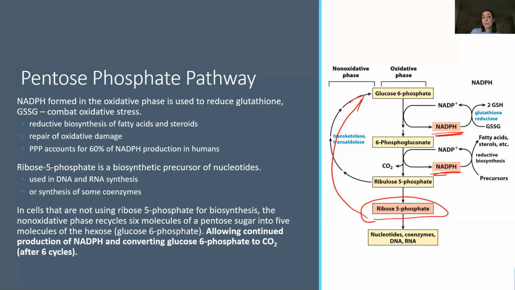So the reason that we would want to do this pathway is to make that NADPH to help with oxidative stress or to help with building up lipids. That's when this pathway is turned on. Or if you just have an excess amount of ribose 5-phosphate hanging around, then you might as well take it and build up glucose if you need energy.